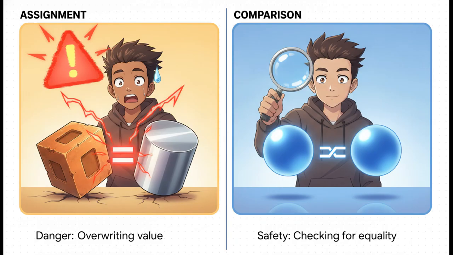When we want to check if two values actually match, we absolutely must use the double equals, like 7 equals equals 5, or honestly, ideally the triple equals for strict comparison. Just remember, the double equals asks a question, the single equals gives a command. Do not mix those up.